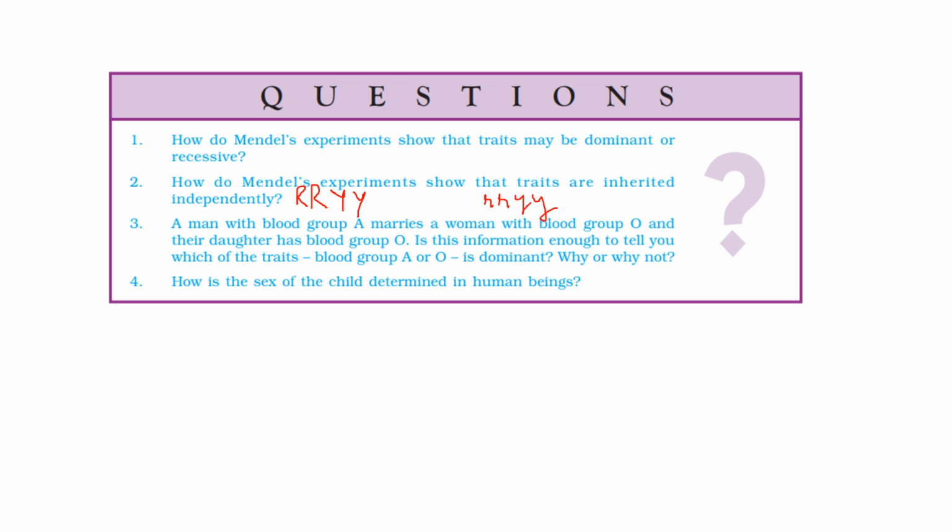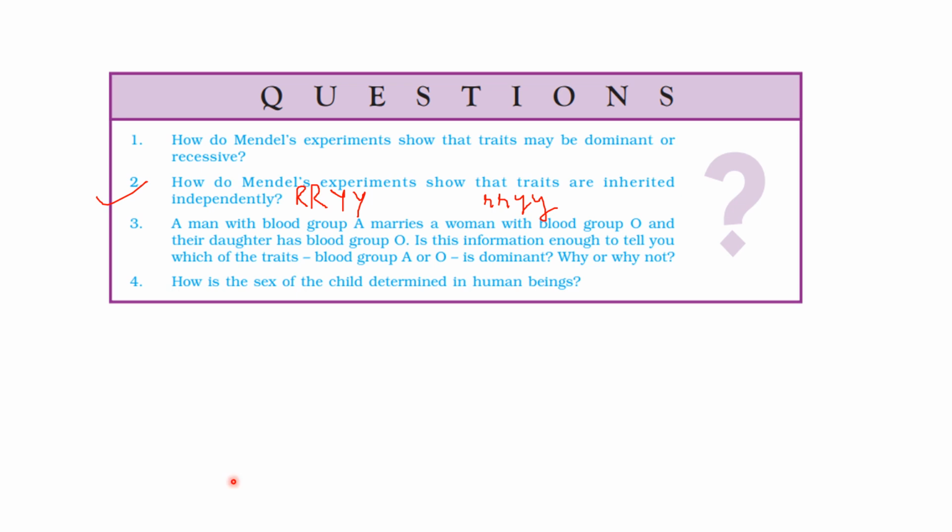The F1 generation had all round yellow seeds, showing dominance of round and yellow traits. When the F1 plants were self-pollinated, the F2 generation exhibited a 9:3:3:1 phenotypic ratio, which included combinations of round yellow, round green, wrinkled yellow, and wrinkled green. This showed that the inheritance of one trait, that is seed shape, did not influence the inheritance of the other, that is seed color, confirming that the traits are inherited independently. So this is a good experiment, right? Now let's see the third one.